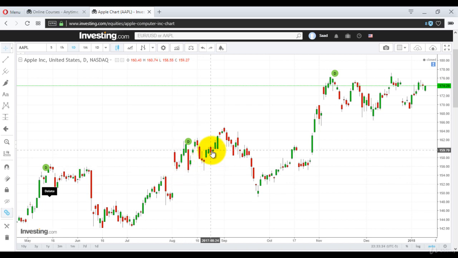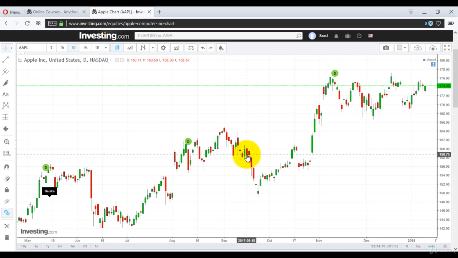here, it opened at 160.43. It made a small high up 160.74, then closed at 159.27 and made a small low lower. So this is our black body. Again, just look at it here. It opened at 160.11. It made a high of 160.50, so a small spike up, but closed at 158.67. So it's like black or red, and its low was 158, so there was a spike lower.